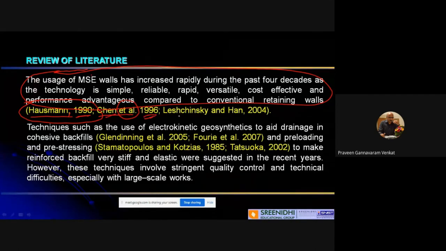You have to give the year, and if two authors are there, the two authors should be separated with 'and', then the year. So if one author is there, only author and year. If more than two authors are there, you have to use et al. Don't write all the names of the authors. This is in chapter 2. But when you are mentioning in the references, you have to give the full names. All the names should be indicated in references.